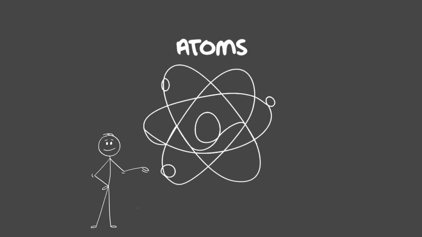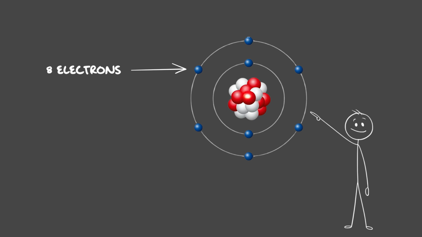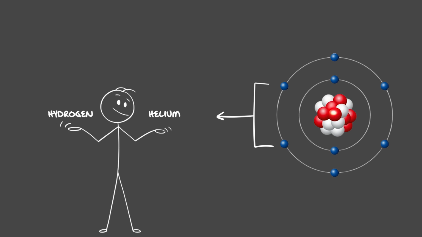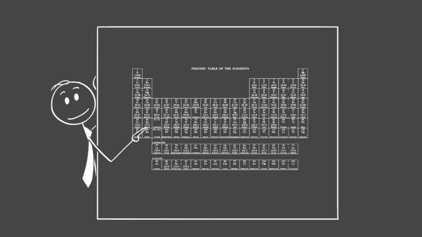Atoms want their outer shell to be full of electrons because this makes them more stable. For most elements, this means 8 electrons in the outer shell, except for hydrogen and helium, which are fine with just 2. The periodic table is arranged in such a way that elements in the same column have the same number of valence electrons. This is key to understanding why certain elements behave similarly in chemical reactions.